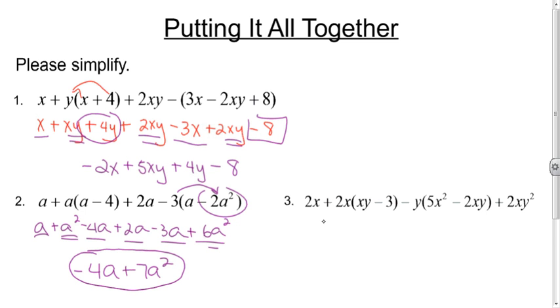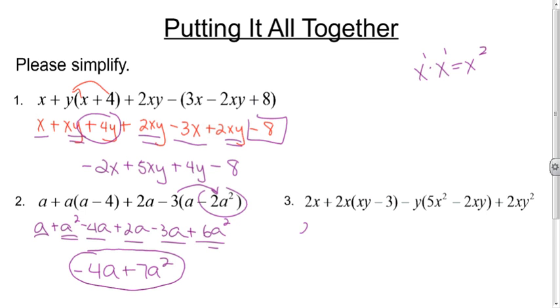Okay, so in problem 3, we've got 2x plus 2x times the quantity xy minus 3, minus y times the quantity 5x squared minus 2xy, plus 2xy squared. Again, basic property that's going on here is x times x is x squared. More importantly, you are adding exponents. Just kind of giving a little side time in the margin for that, just to make sure you're down with the fact that I've been doing that, adding exponents when multiplying variables of the same base.